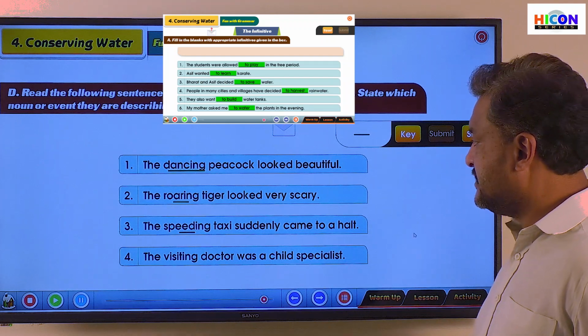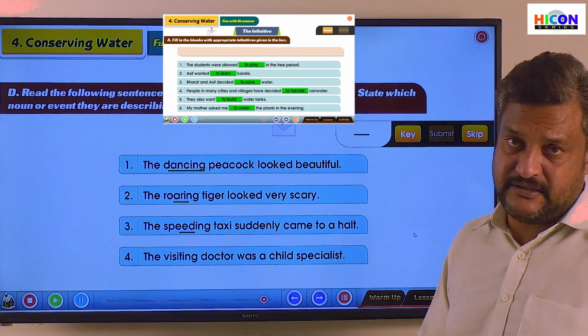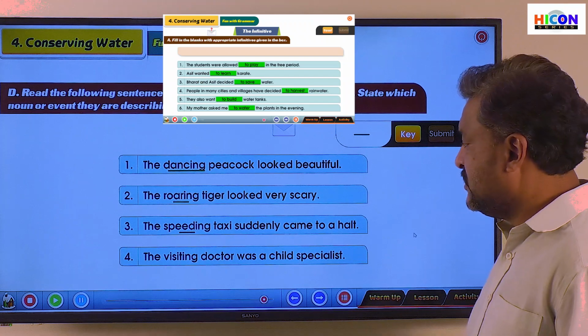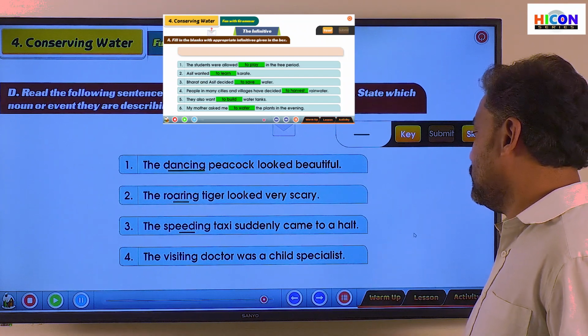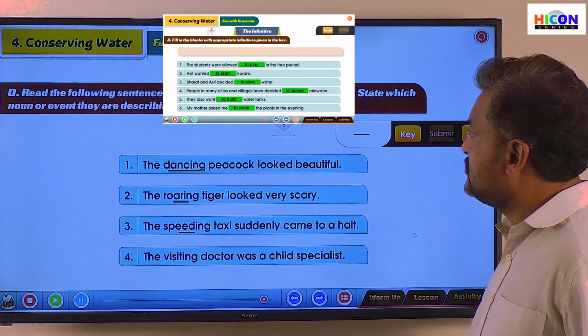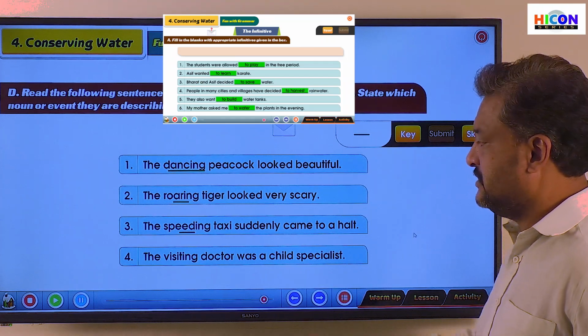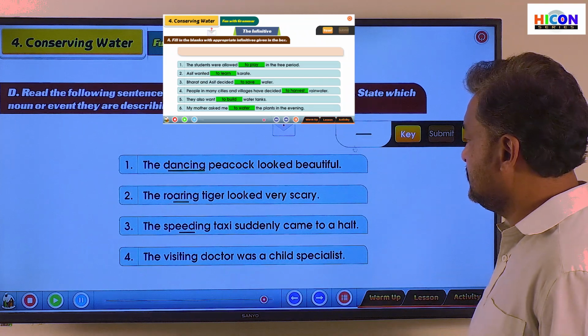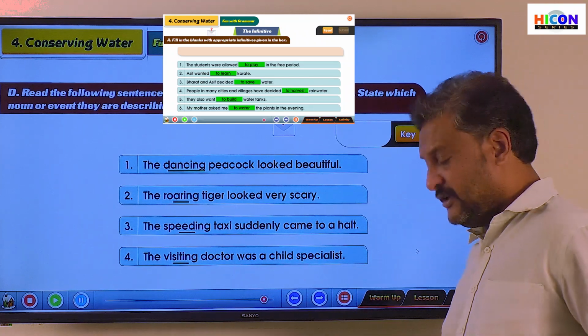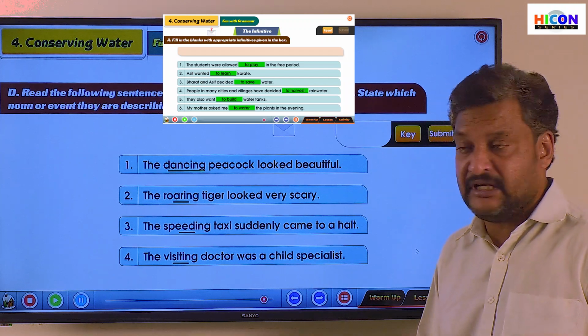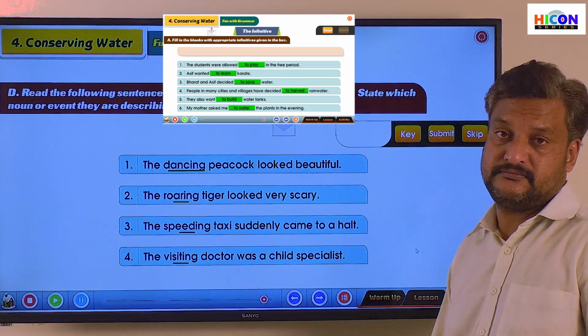Yes. And it is describing the noun taxi. Right? The visiting doctor was a child specialist. So, what is the present participle in that? Visiting. Right? The visiting doctor was a child specialist. And the word visiting is describing the noun doctor.